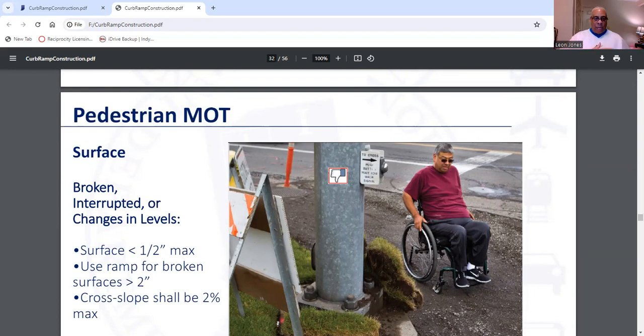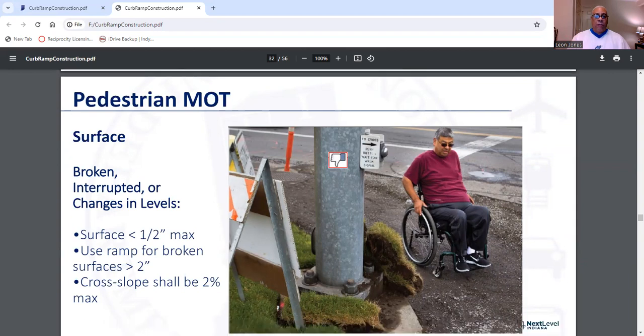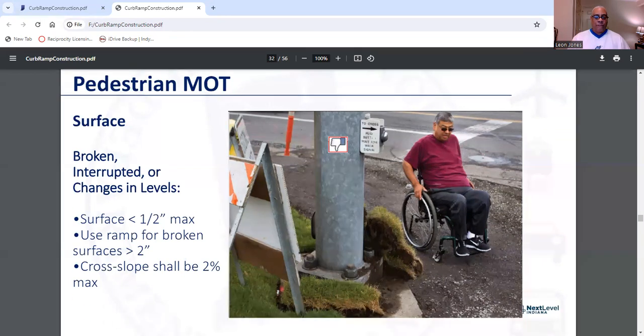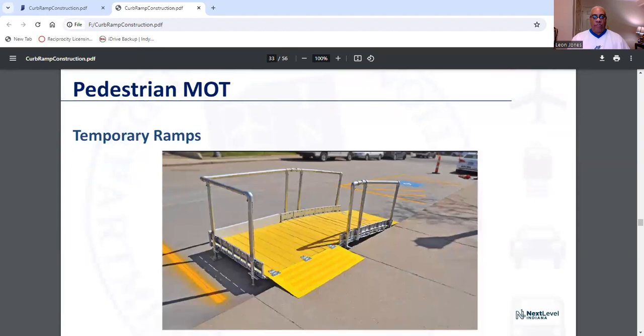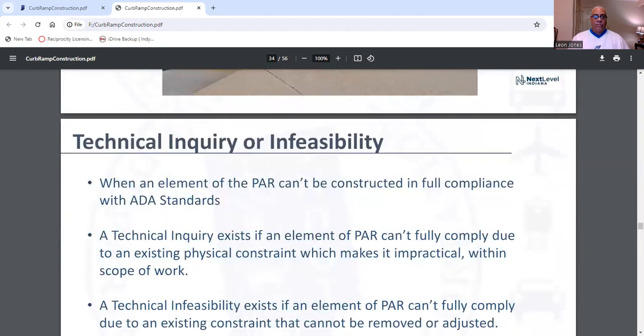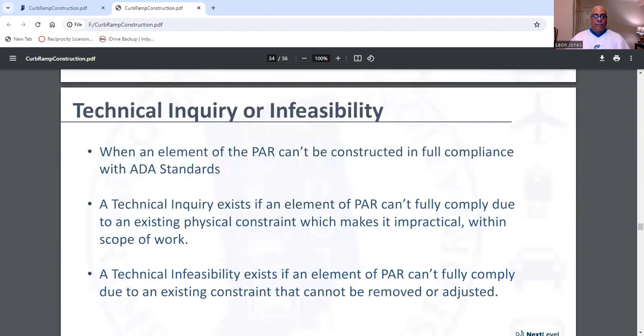So what happens is use a ramp for broken surfaces, which is greater than 2 inches. Cross slope should be 2% max. Here you have your temporary ramps. Now, I just mentioned it, technical inquiry or infeasibility.